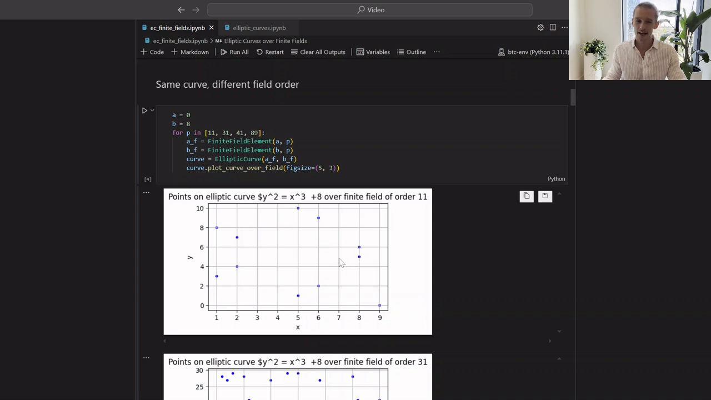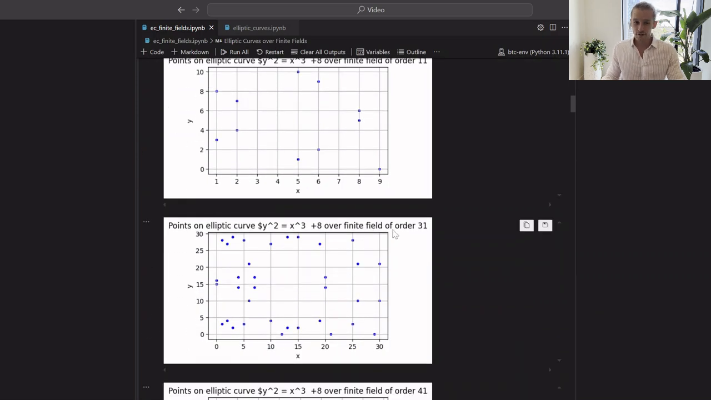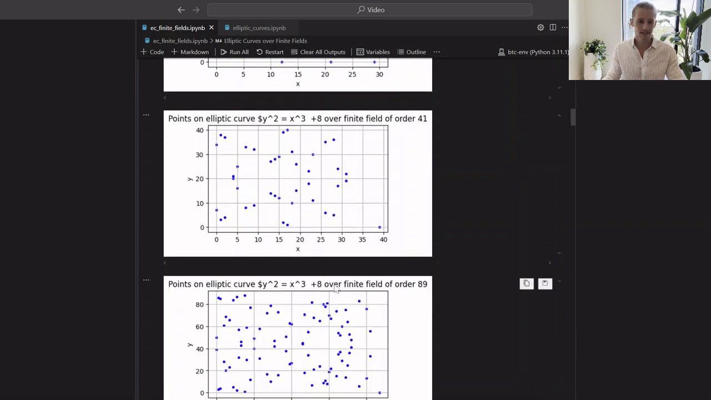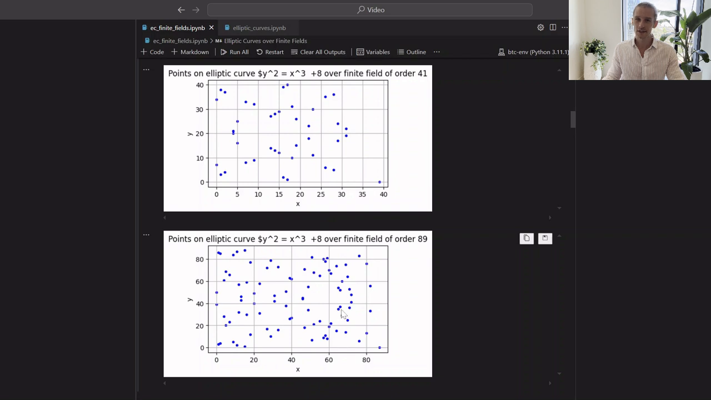You can see there's only a handful of points that actually satisfy the elliptic curve over this finite field. For the finite field of order 31, we get this here. There's a lot more points. For 41, we get this here. And then for 89, we get this scatter plot here. Now they all share the same properties, meaning that they all have x and y values that have to be from 0 to p minus 1. And they all have this symmetry as well.